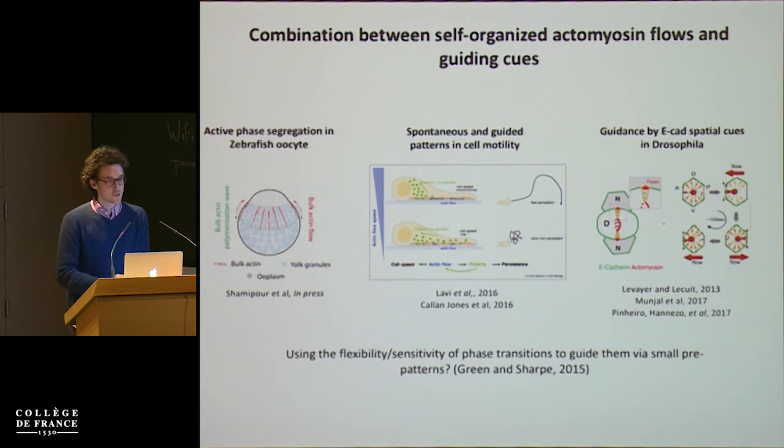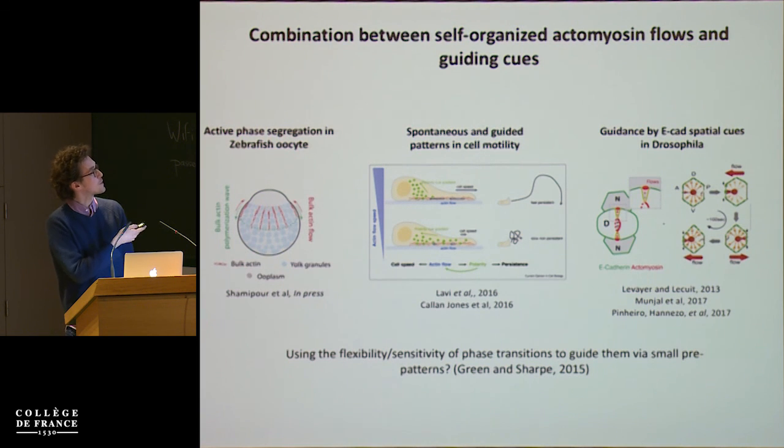And just as a last thing, which I think might be a general principle here because it emerged in many different ways: you have self-organization that essentially powers your phase segregation, and then you use small guiding cues, which are enough because of the sensitivity of the phase transition, to robustly localize it.